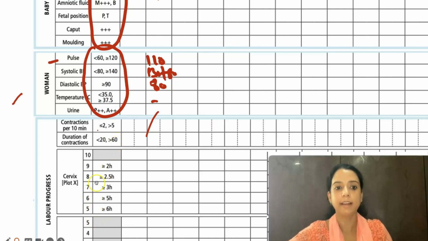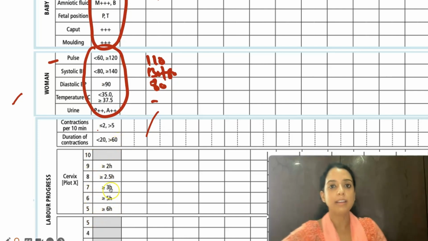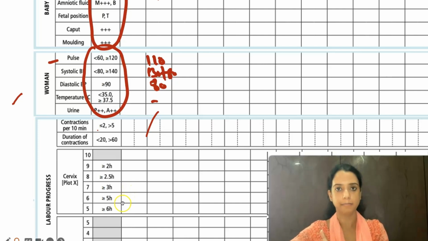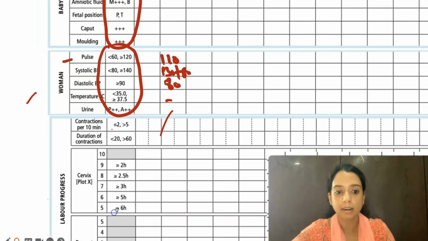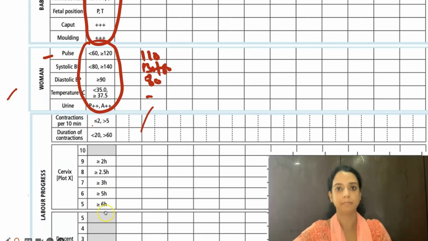Next, see this, the cervical dilatation. Now there is no alert and action line. They say that as the dilatation increases, this is centimeter, 5, 6, 7, 8, the duration gets shortened. So if she is at 5 centimeter, I'll do PV after 4 hours. Again, she is 5 centimeter, I am okay. But see, 6 centimeter is the alert time.